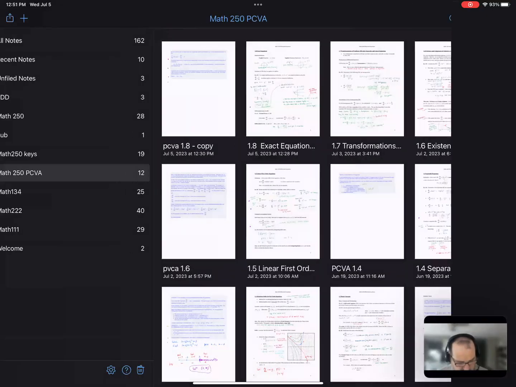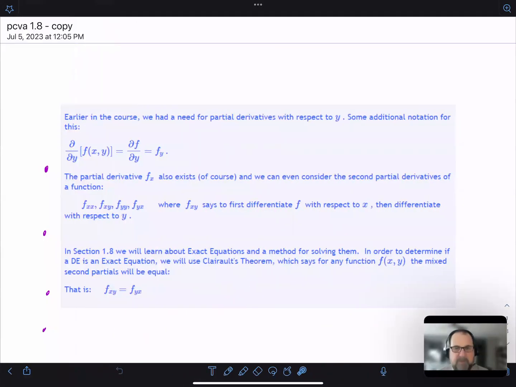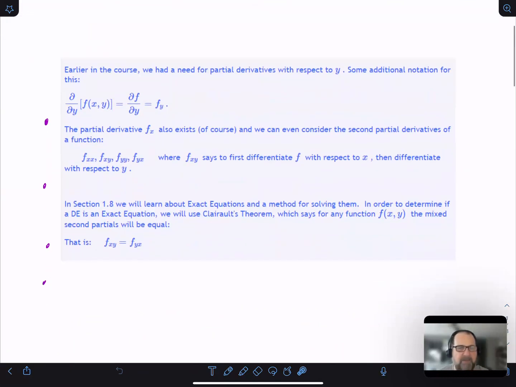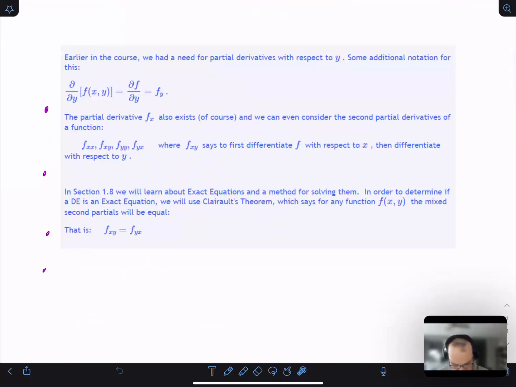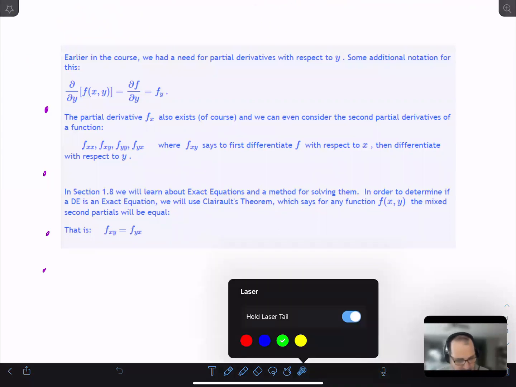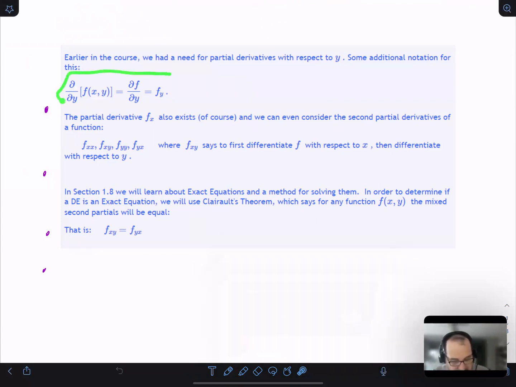I also want to talk a little bit about some prerequisites for this section. So here we go. For prerequisites in this section, we again will need to understand something about partial derivatives. In a previous section, we talked about partial derivatives, specifically with respect to y, like this.